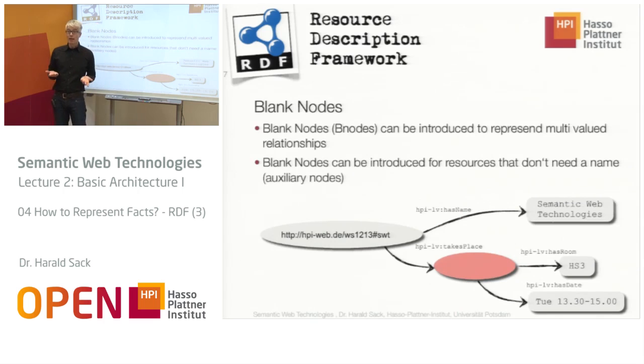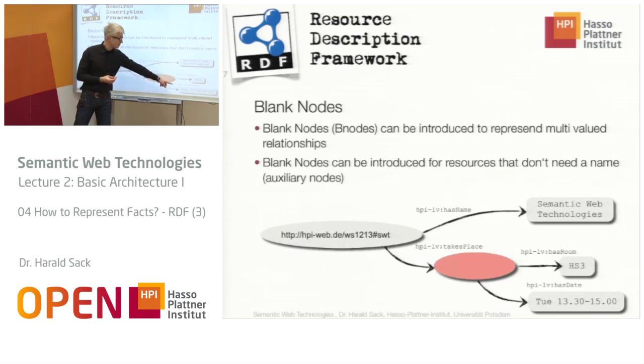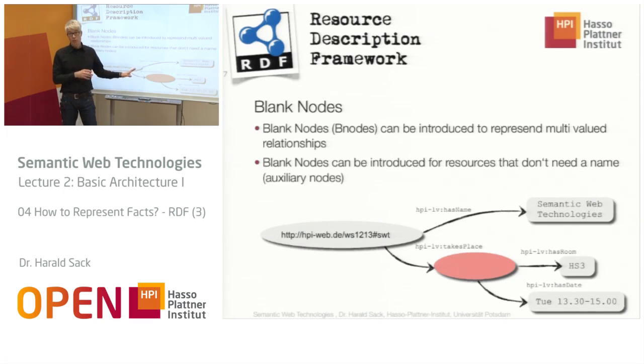In general, these blank nodes are also called B nodes. They can be introduced to represent multi-valued relations, and especially for resources that don't have to have a name. In general, these blank nodes make a statement of existence, of something that has specific properties. It does not say there is a specific thing that has these properties, but that there exists at least one. We just have not named it up to now.